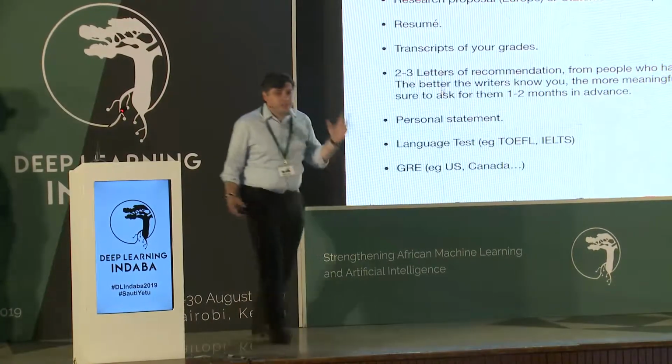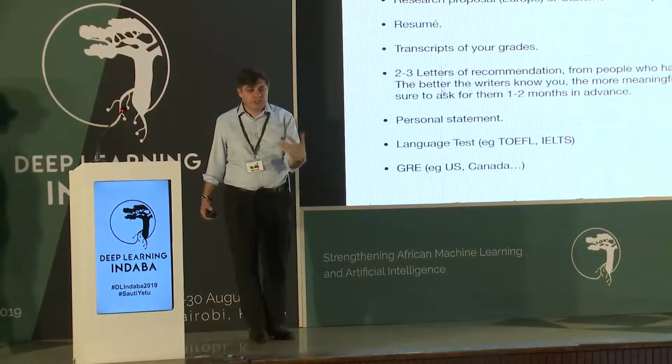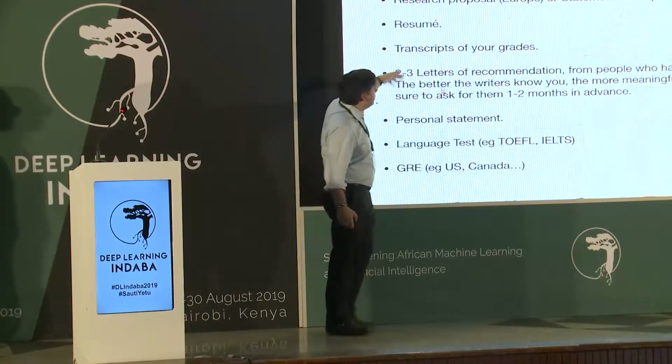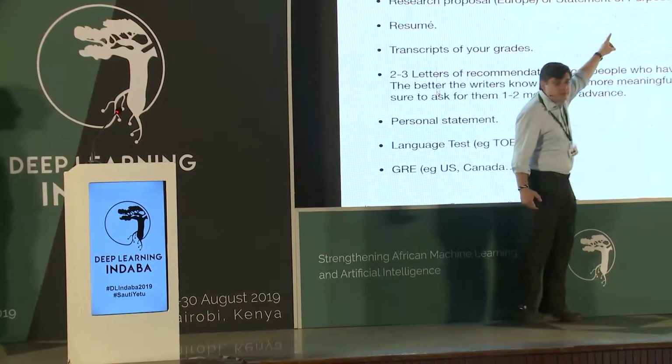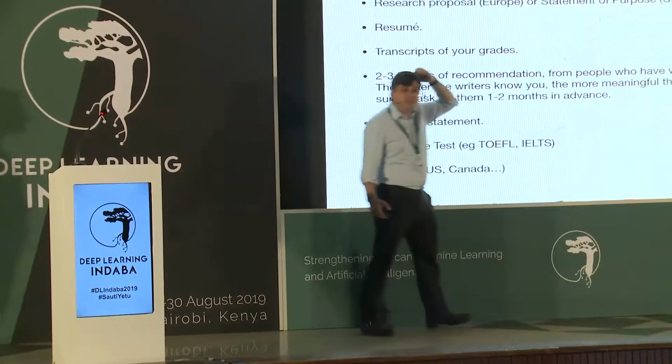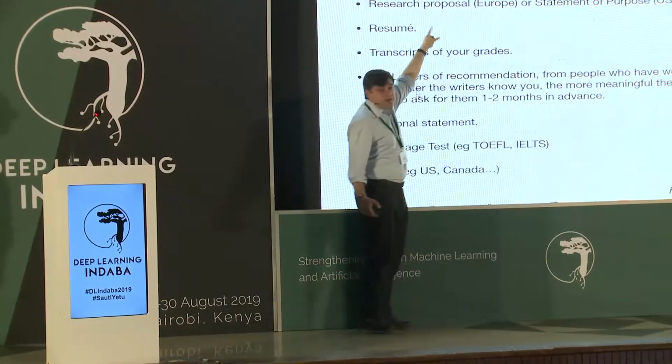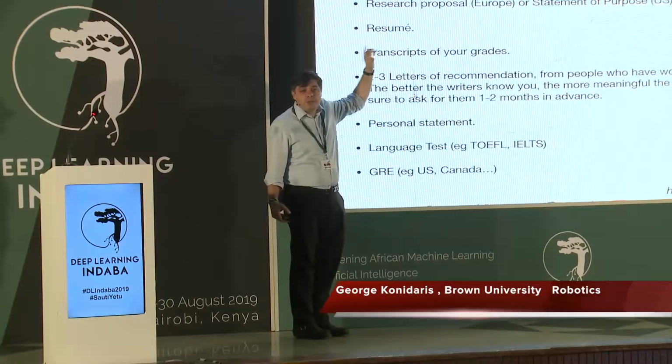Okay, so what's in a PhD application? Now here there is a crucial difference. Almost everything is the same, but in the US you write something called a statement of purpose, and I'll just talk for 1 or 2 slides about that. And in the UK you write something called a research proposal. UK and the rest of Europe.